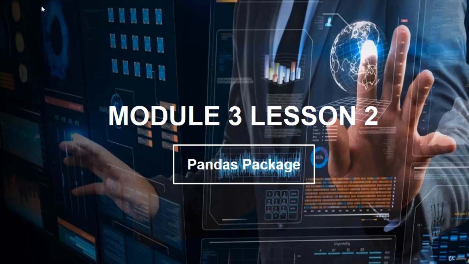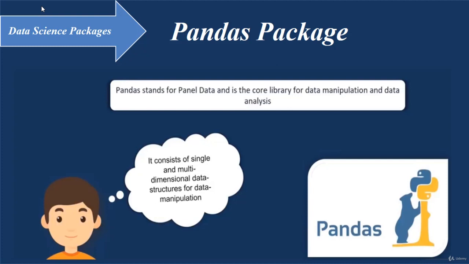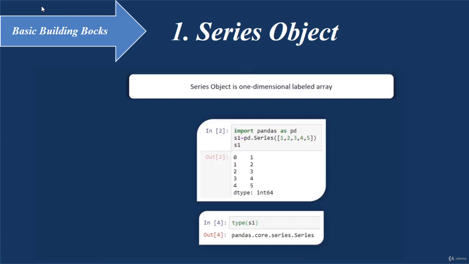Module 3, Lesson 2, the Pandas package. The Pandas package is used mainly for manipulation of data and data analysis. In fact, the name Pandas stands for panel data, and the basic building blocks for the Pandas package are: 1. The series object. The series object is simply a one-dimensional labeled array. Unlike the NumPy array, which had no labels, the series object is going to have these labels here: 0, 1, 2, 3, 4. We'll see more in code.